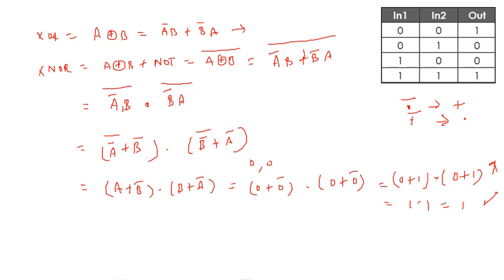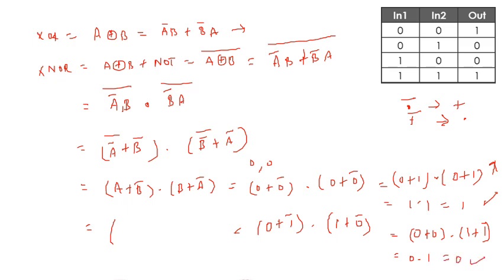For example, the second one I will take here. For the second case, the input is 0 1. So A is 0 and B is 1. So 0 plus 1 bar dot, and here B is 1, A is 0, so 0 bar. Again this one is 0 plus 0 dot 1 plus 1. So 0 plus 0 is 0, dot 1 plus 1 is 1. So what you are getting here is 0.